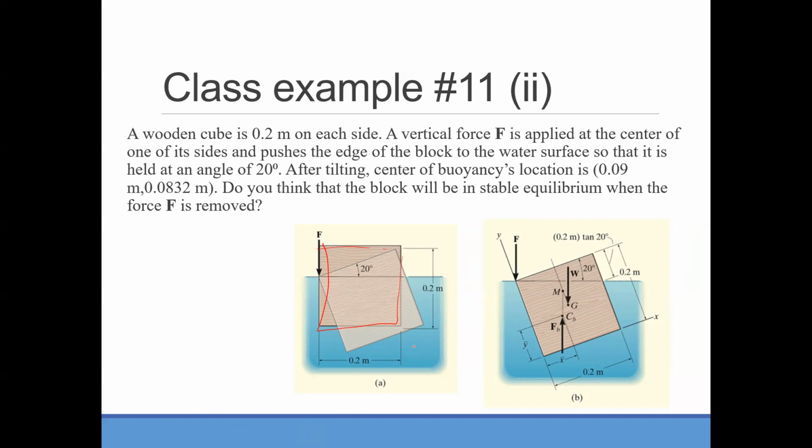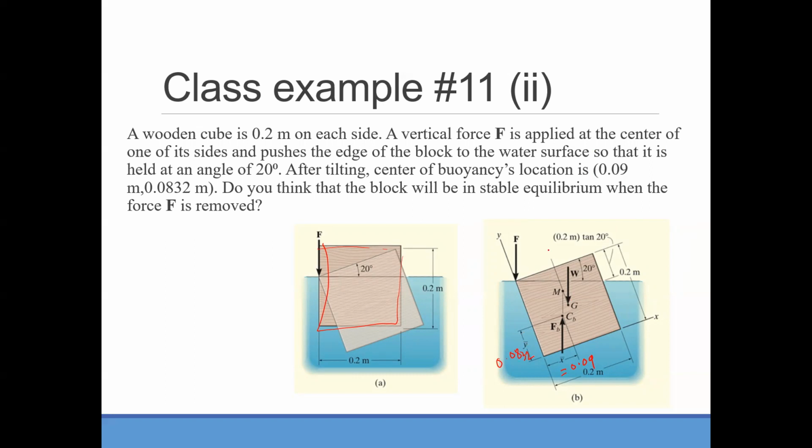After tilting, the center of buoyancy's location changes because it is displacing a different amount of fluid. Now its location is X equals 0.09 and Y equals 0.0832. They are asking, do you think the block will be in stable equilibrium when F is removed?